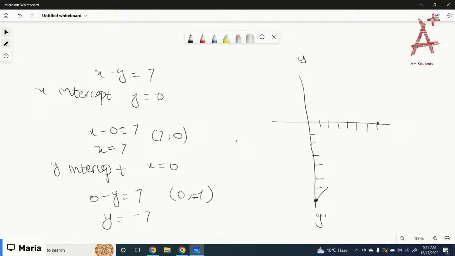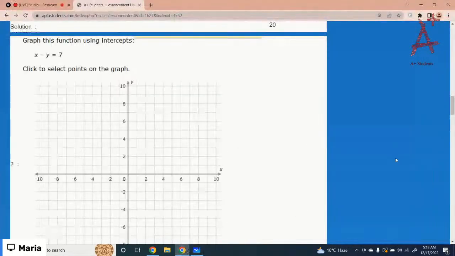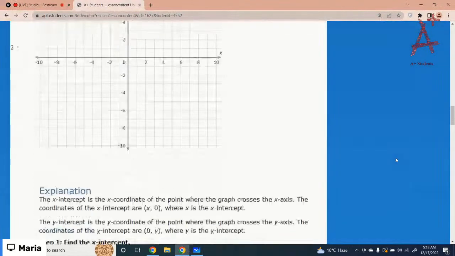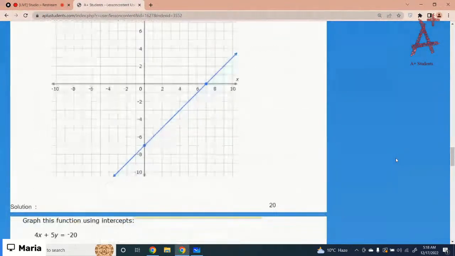So the graph of the equation is this one. Got it? This is the graph of the given equation. Got it? You can just see on the tutorial. Okay, look at this graph. Here is the graph of the equation. Got it?